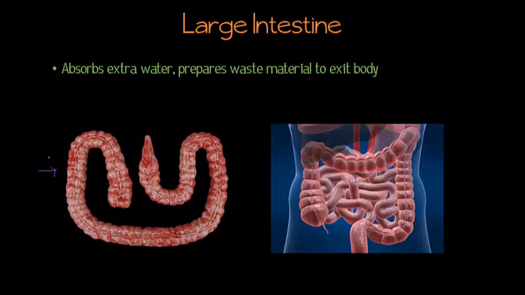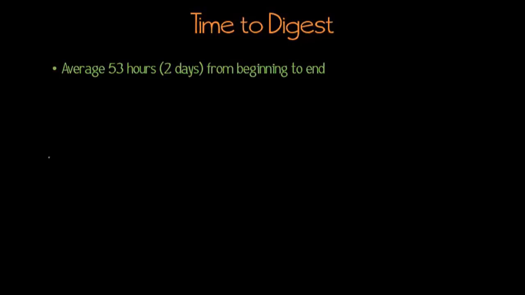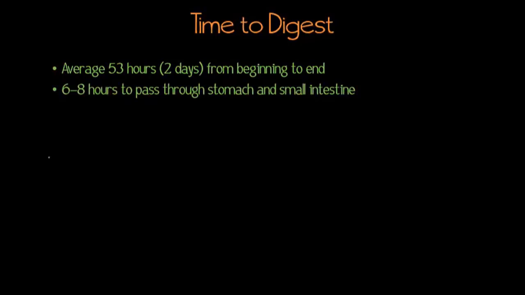So that's the process of digestion. Now, it varies from person to person, but the average amount of time it takes food to digest from eating it to pooping it out is 53 hours, and that's more than 2 days. It takes about 6 to 8 hours for the food to pass through your stomach and small intestine, and the rest of the time it's getting ready to poop out.